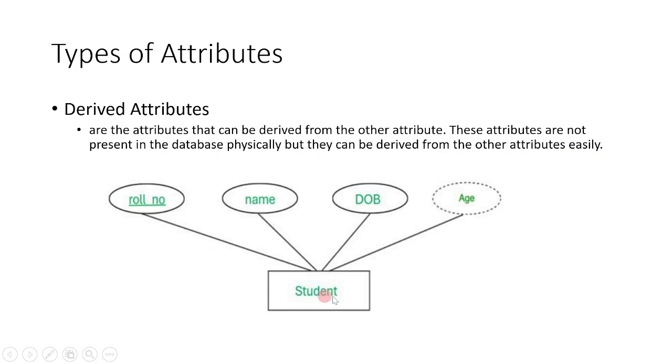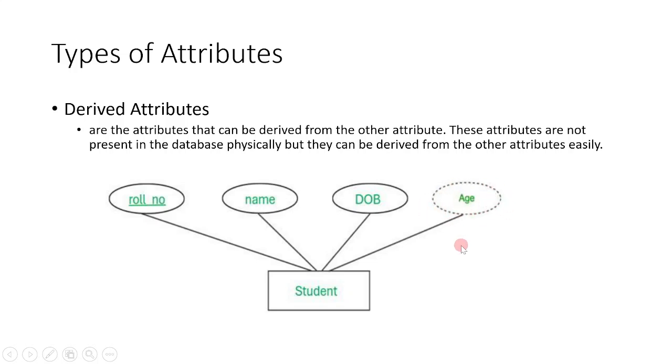Okay? In this example that we have, the derived attribute here is the age, in which age is derived from date of birth. Okay? So physically, it is not on the database. It is not actually a physical attribute of the student, but it is derived from the other attribute. An example that we have is the date of birth for the derived attribute, which is our age. Okay? It is a dotted ellipse.